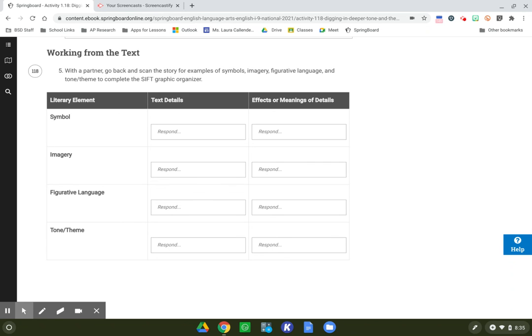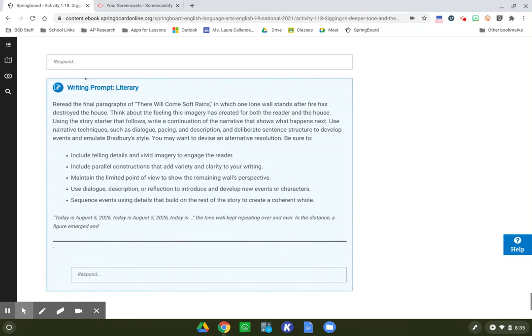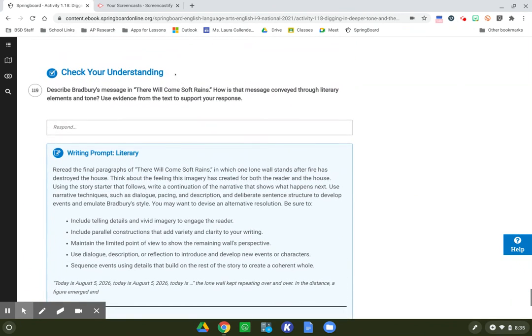All right, you guys. So as I said, you're not doing the writing prompt at the bottom, but you do need to do this check your understanding in a Google Doc, and it is due to the Google Classroom. It's listed either under Thursday or Friday in the Google Classroom.